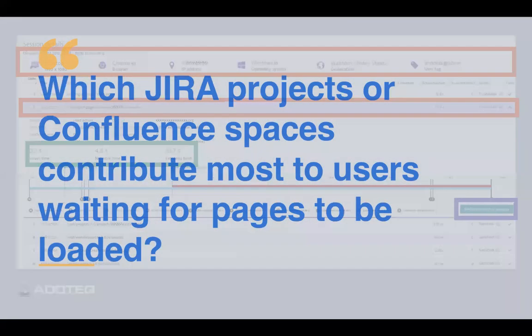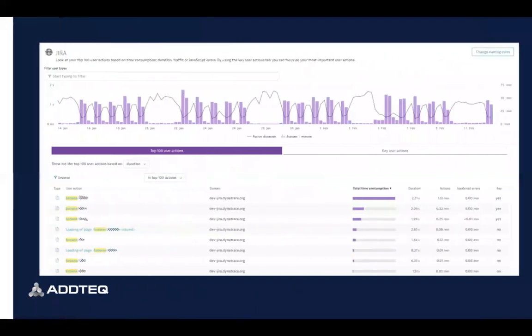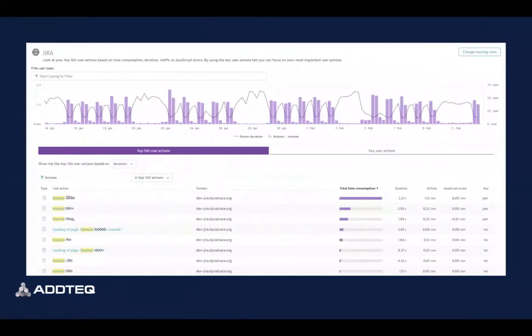So let's go to the second example. Your users may want to know which Jira projects or Confluence spaces contribute the most to page load time. Then within the application monitoring section, you can look at different kinds of user actions happening within the page. And in terms of the top actions, you can then tell the... go ahead.